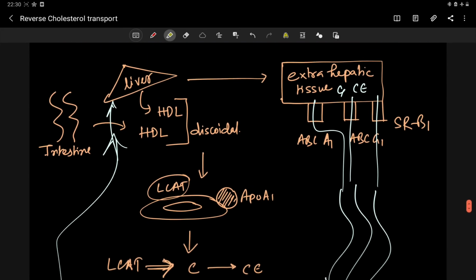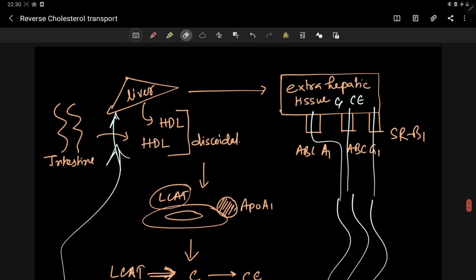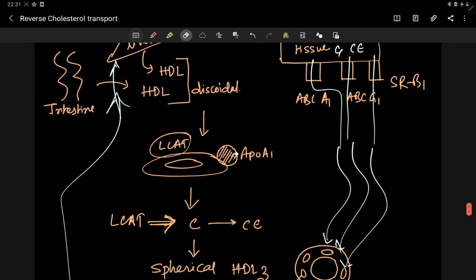Let's summarize everything once again. This is your liver. Your liver synthesizes cholesterol and transports it to the extrahepatic tissue. Your liver also synthesizes HDL. Not only the liver, HDL is also synthesized in the intestine, and this initially synthesized HDL is called discoidal HDL, or newly formed HDL, which is discoidal in shape. This discoidal HDL has ApoA1 protein and LCAT. Not only ApoA1, there is also ApoC and ApoE, but these are not necessary and not recorded in this discussion.